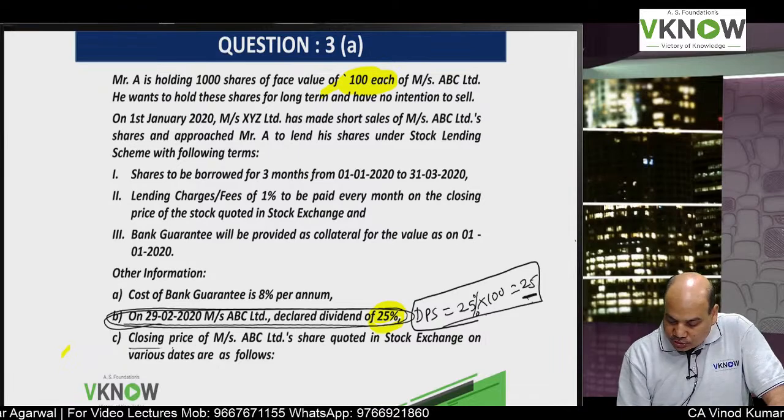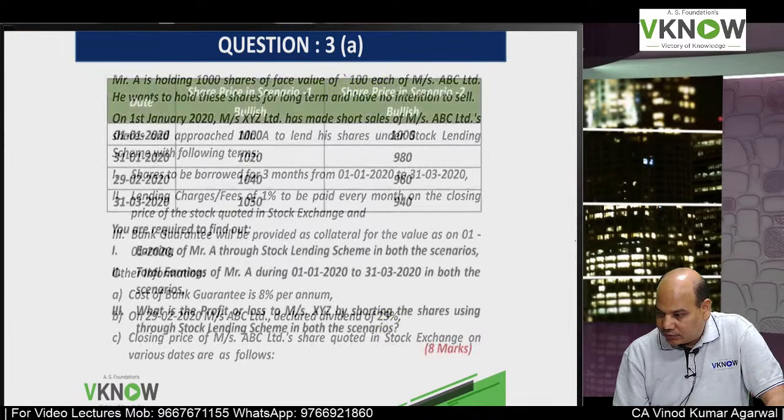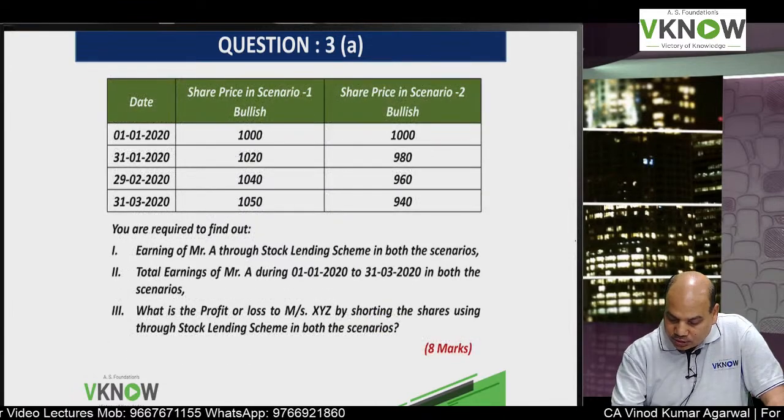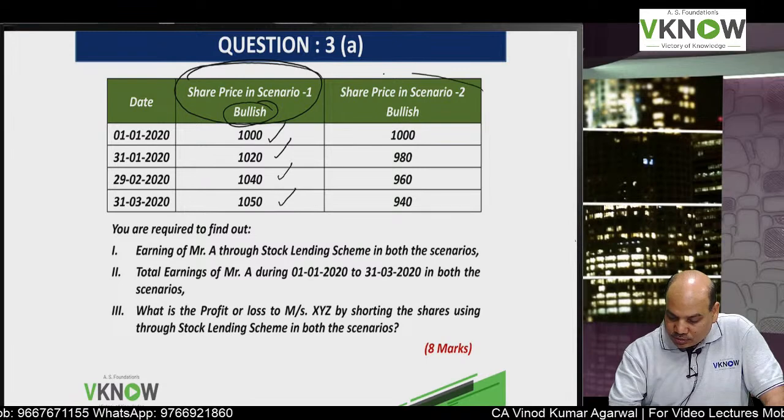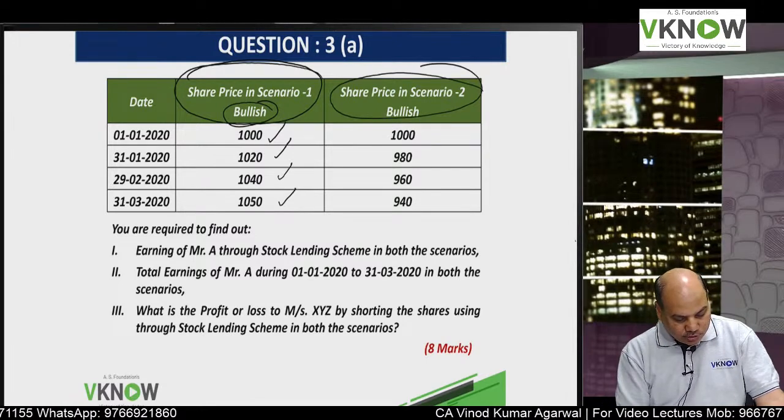Now next is the closing price of Messrs. ABC, which was quoted on the stock exchange on various dates as follows. So these are the prices. Now they have given you two questions. Assume that scenario 1 is bullish and assume that scenario 2 is also bullish.